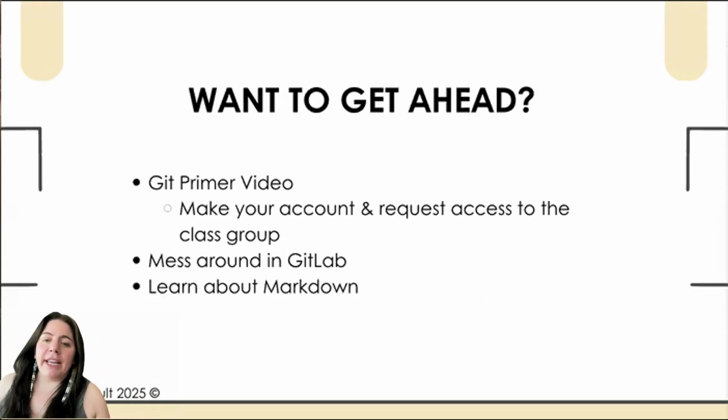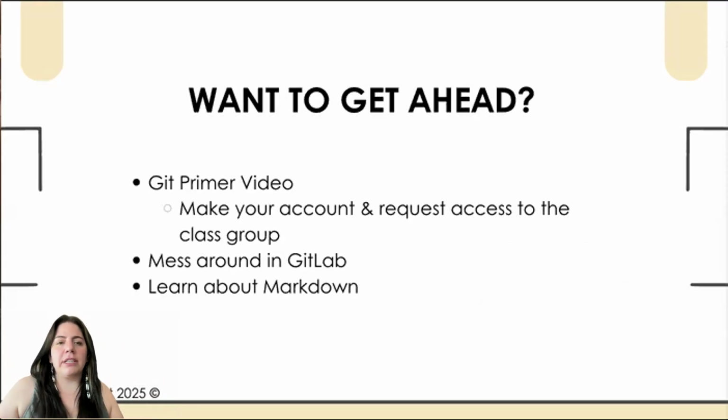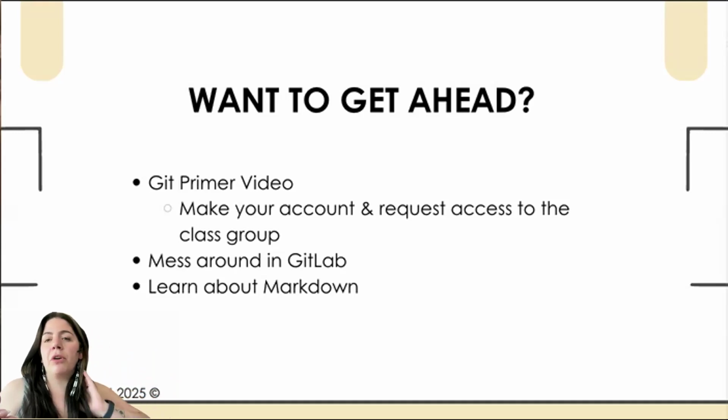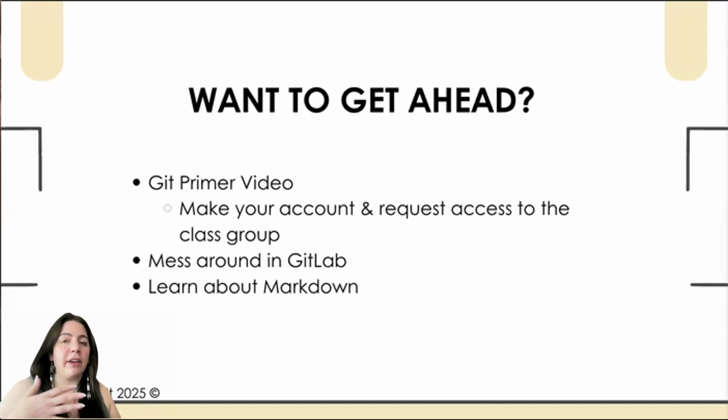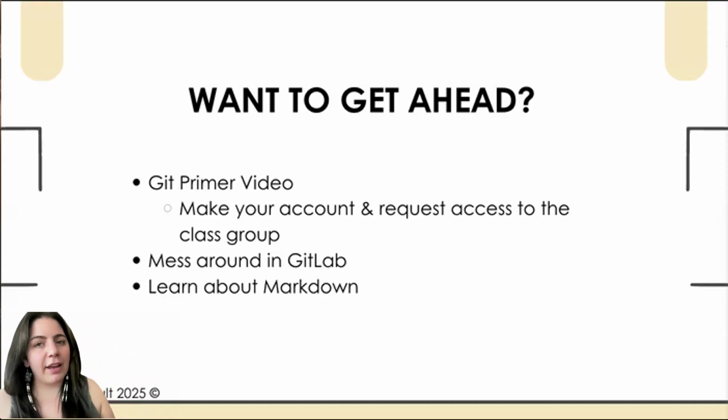All right, so how are we going to get ahead? How do we get started in this course? There is going to be that Git Primer video available to you. So if you do want to go and watch it now, you always can. You can make your account. You can request access to the class group. Typically, there'll be a link for that in your syllabus or made available on Learn. And just mess around in GitLab. Make sure you get comfortable with it. Make sure you understand it.